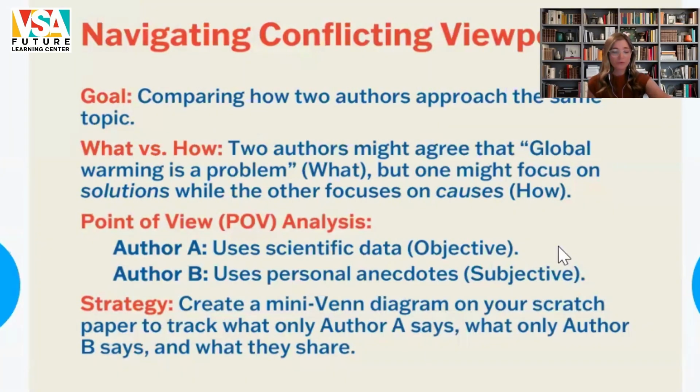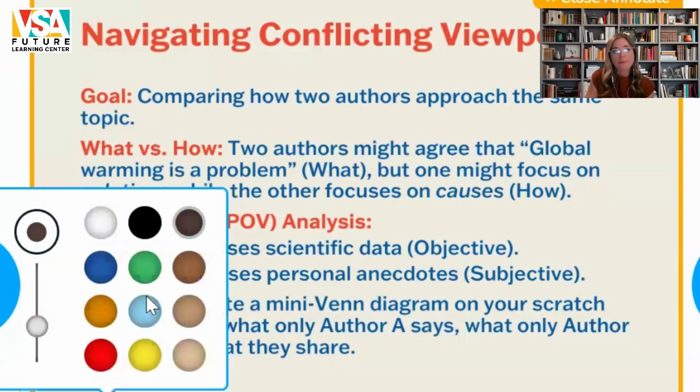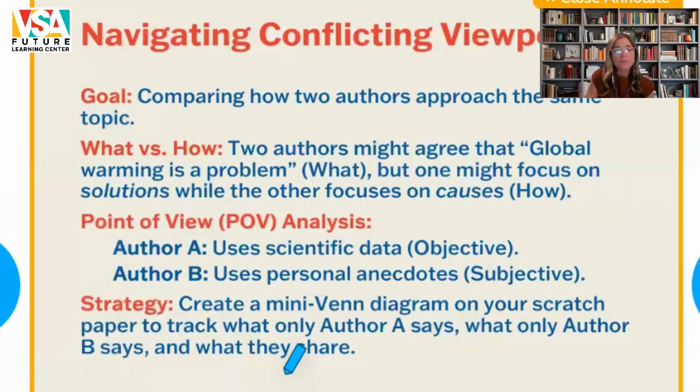So a strategy for answering these types of questions is to create a mini Venn diagram on your scratch paper to track what not only author A says, but what author B says, and what they share and what's different. Is everybody familiar with the Venn diagram structure? It's one of the most helpful tools when it comes to looking at multiple texts. So in case anyone is not familiar, it looks something like this.